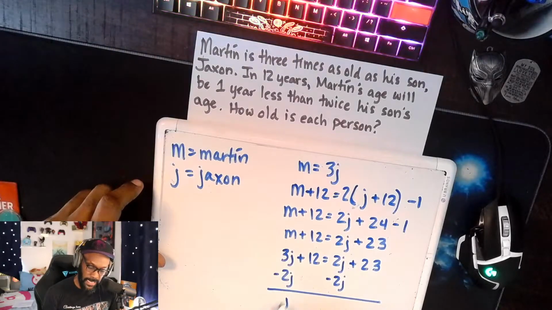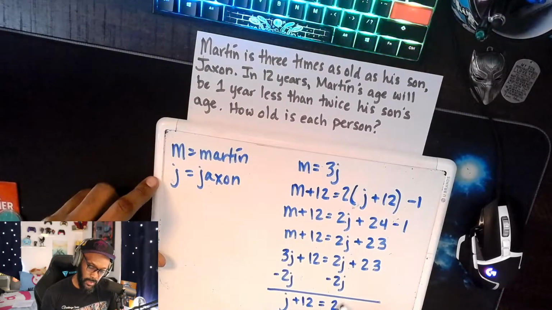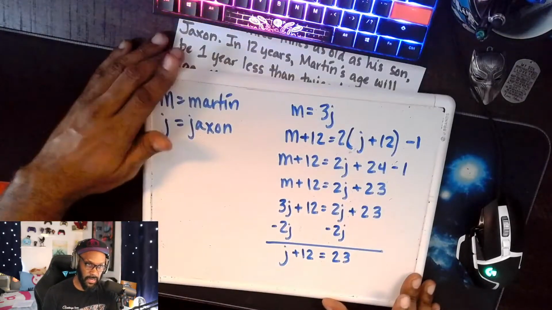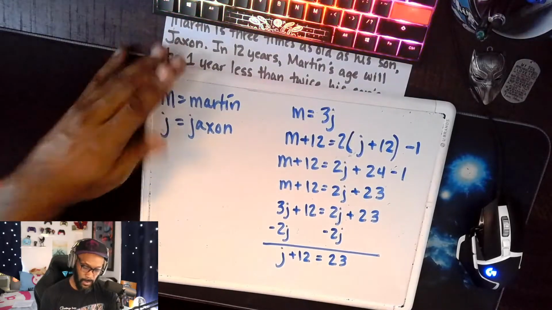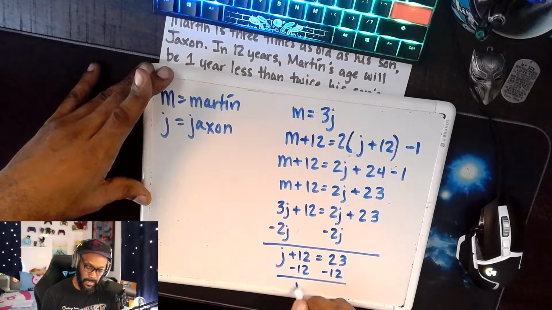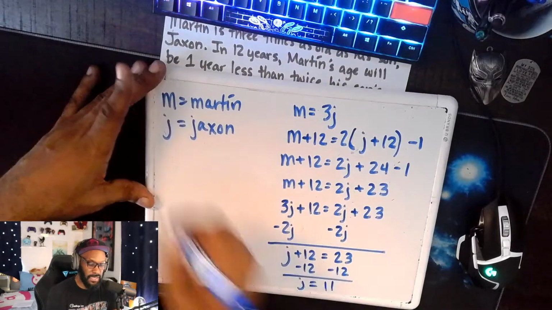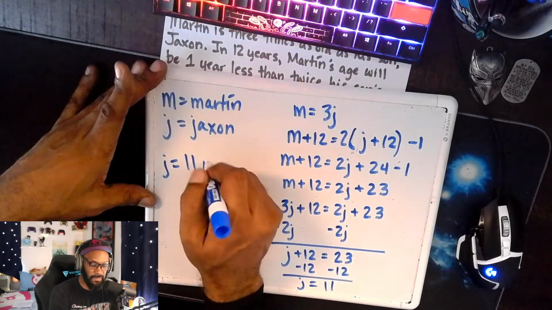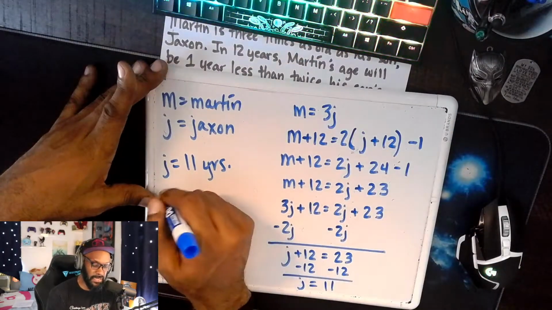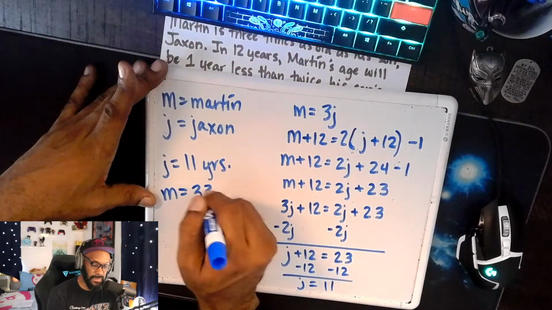And you got a J here, plus 12, 23. Oop, let me move my paper real quick. Sorry, y'all. We're going to subtract 12 on both sides. And we get a J equals 11. So that means Jackson is 11 years old. And if Martin is 3 times his age, 33.